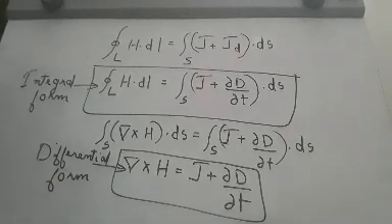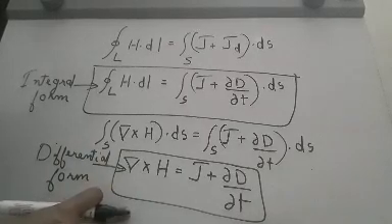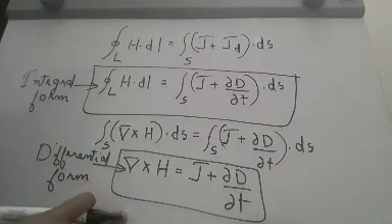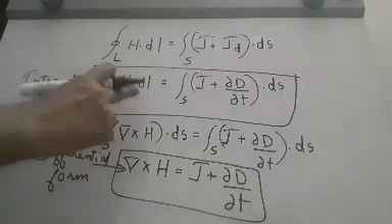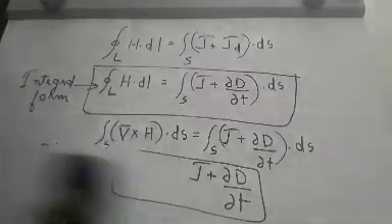Differential form: del cross H is J plus dou D by dou t. This is Maxwell's first equation in differential form from Ampere's circuital law. This is Maxwell's first equation in integral form. Next is Maxwell's equation 2.